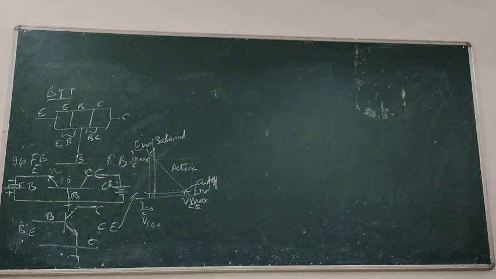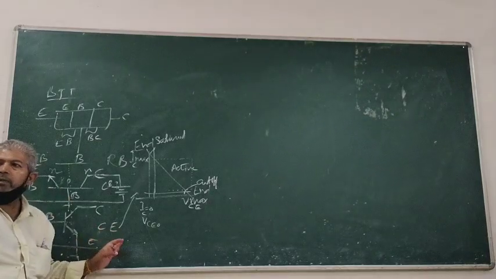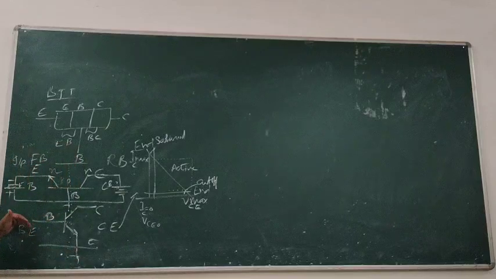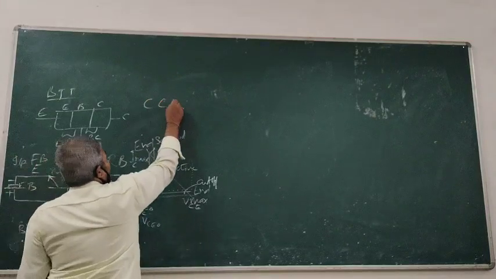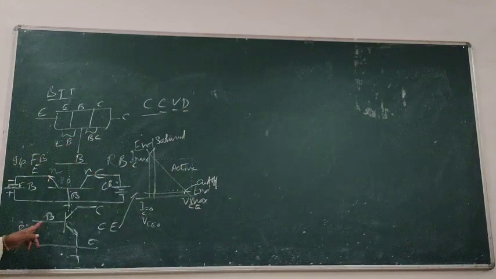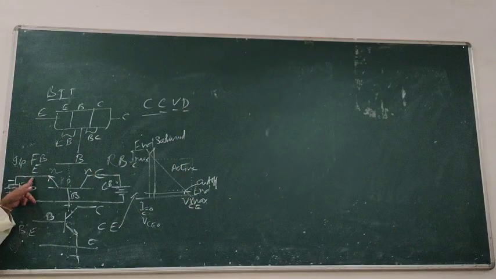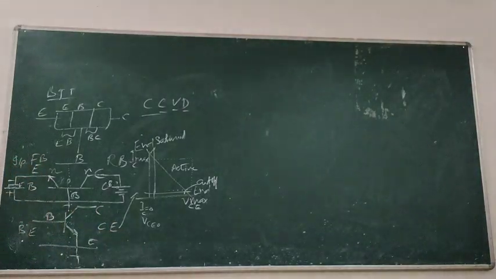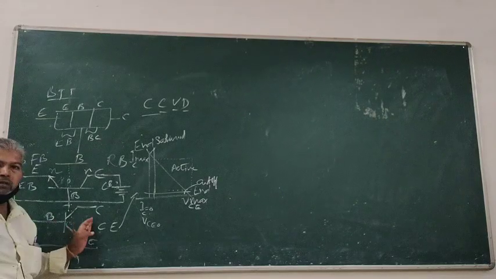Suppose we want to find out the characteristics of the common emitter amplifier. Our input is current controlled. It is a current control voltage device, because we are controlling the current from here, base or emitter. But the output comes as a voltage. That's why it is called a CCVD, current control voltage device. Clear?